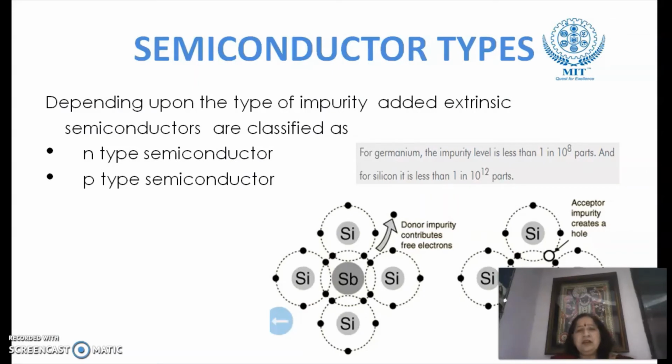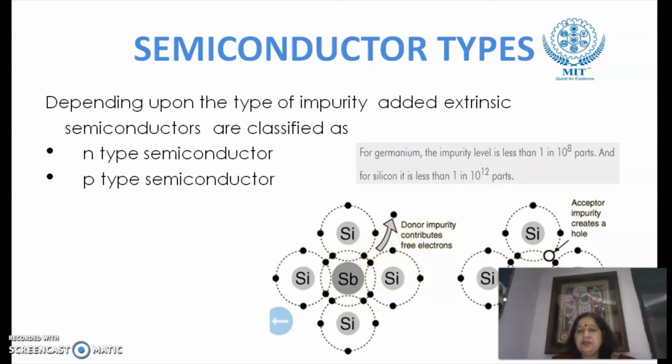So let's see the two types of semiconductors depending upon the type of impurity which is added. We have the N-type semiconductor and the other is a p-type semiconductor. Here you can see an impurity atom which has 5 electrons in its outermost orbit. The central impurity atom is forming 4 covalent bonds with the neighboring 4 silicon atoms, and each atom of impurity will contribute 1 free electron. Since it is contributing 1 free electron, it is also called a donor impurity.